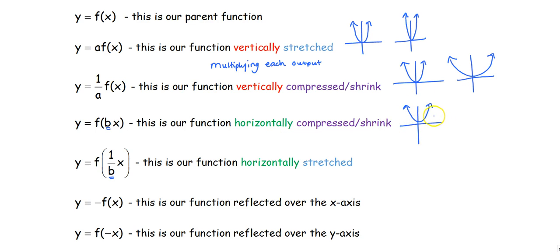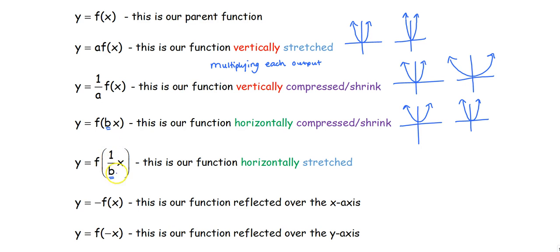So if I'm going to compress it, I'm going to push it in, and that's actually going to cause my parabola to get skinnier because I'm horizontally compressing. Remember, stretching is pulling, compressing is pushing. So horizontally compressing it is going to have a similar effect as vertically stretching.